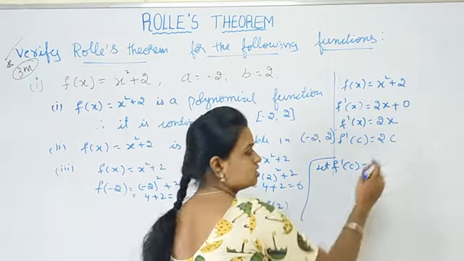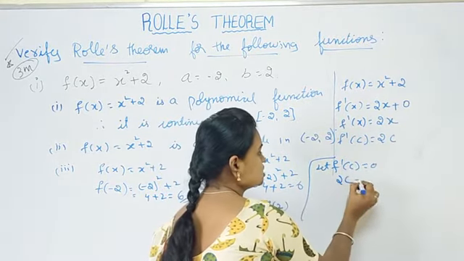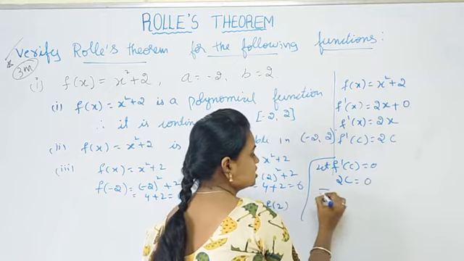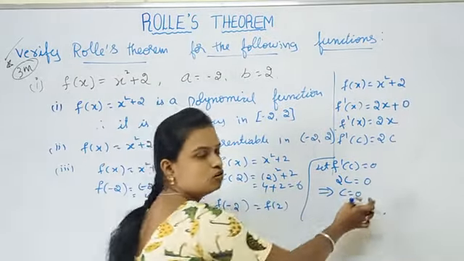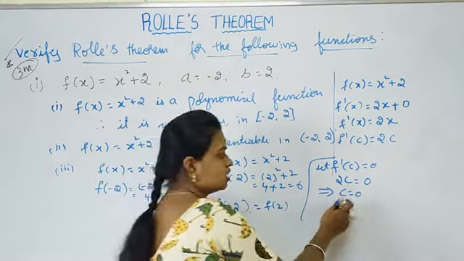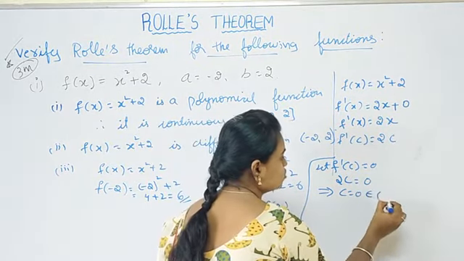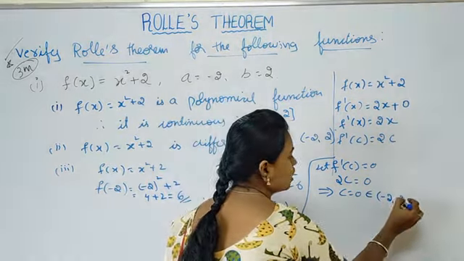f dash of c is equal to what? 2c is equal to 0. So this implies c is equal to 0. 2c is equal to 0 implies c is also equal to 0. And this 0 belongs to what? Open interval -2 comma 2, right?